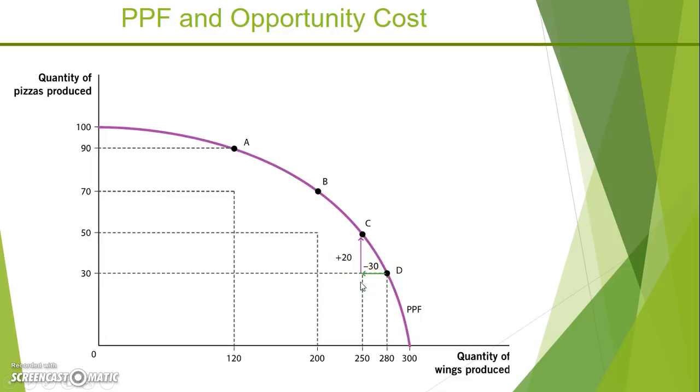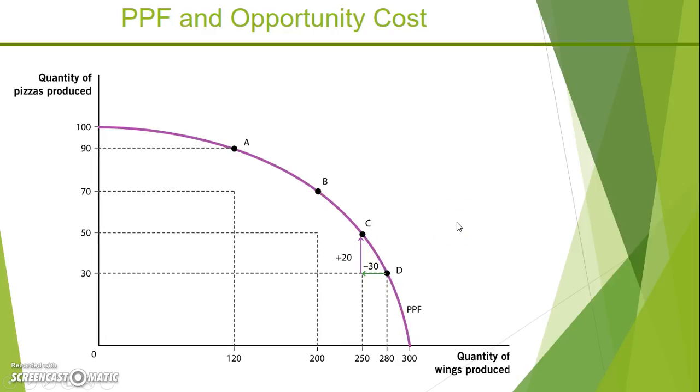Recall that opportunity cost is the cost of the next best alternative to what you're doing. What did you give up in order to add something to your life. In this case, for this society, they've added 20 pizzas. The opportunity cost is what they had to give up to do that. In this case, 30 wings.